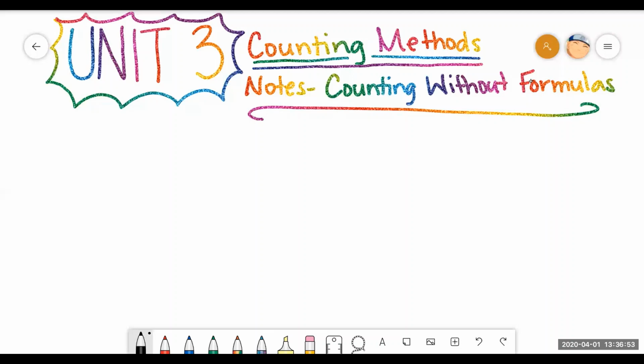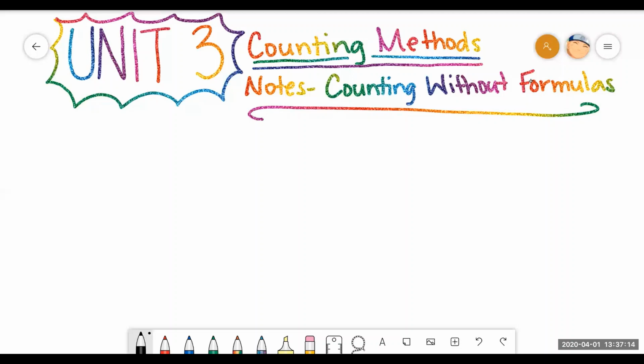I really enjoyed reading your posts about the problem with the yogurt. You guys did a great job. A lot of you used different methods, and we're going to start today with counting methods without using formulas, which I would say the majority of you used in order to solve the yogurt problem.